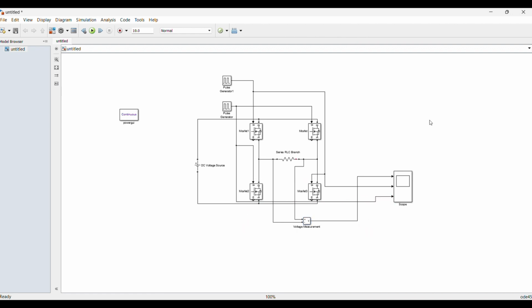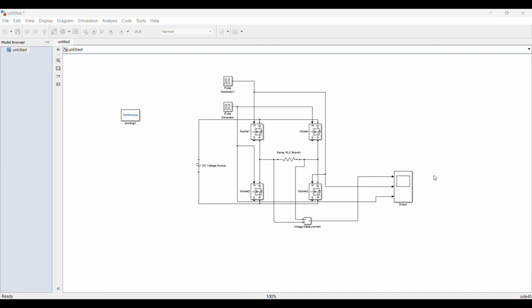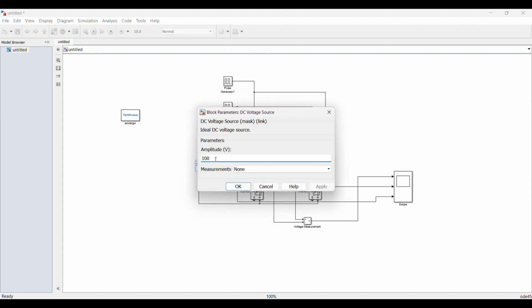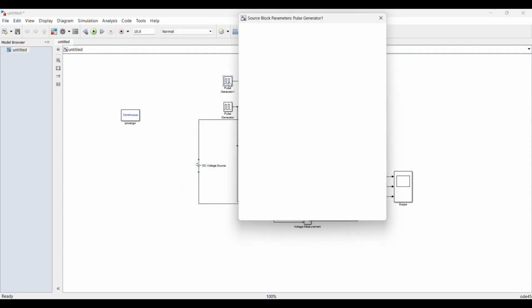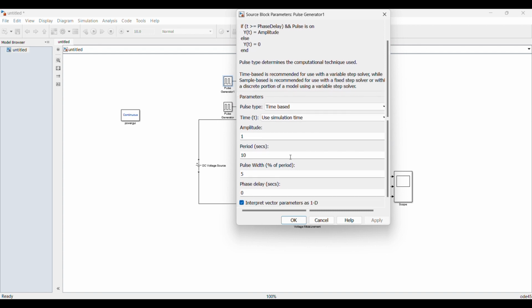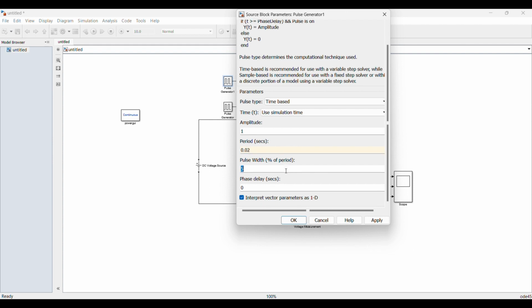At first, we need to input our specific requirements. For example, I will set the resistance value to 103 ohms, the DC value to be 103 volts, and the frequency, I consider the frequency to be 50 hertz. That means 1 by 50 is 0.02 seconds, which is the time period. So 0.02, and the pulse width will be 50%.